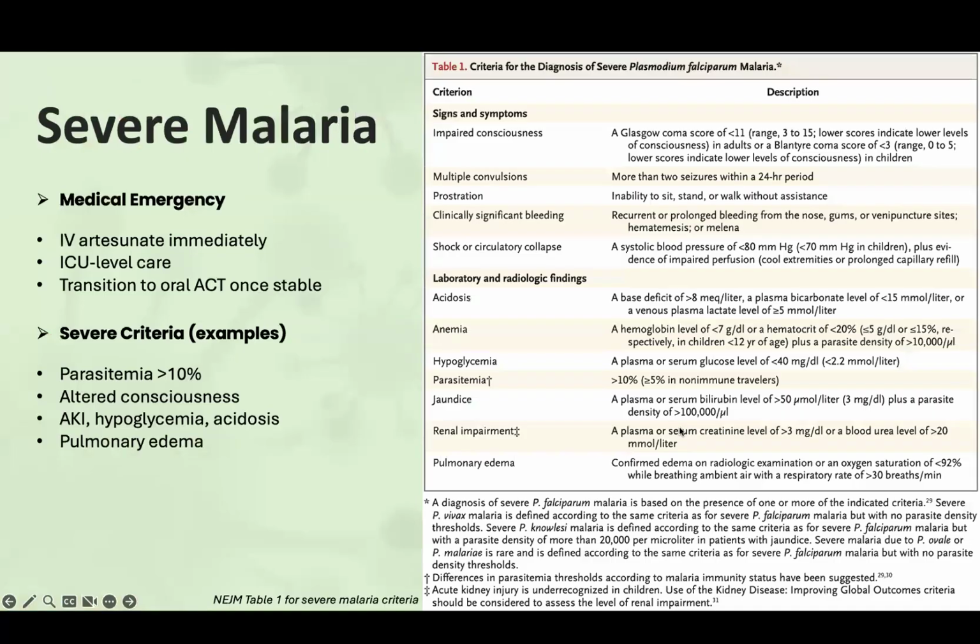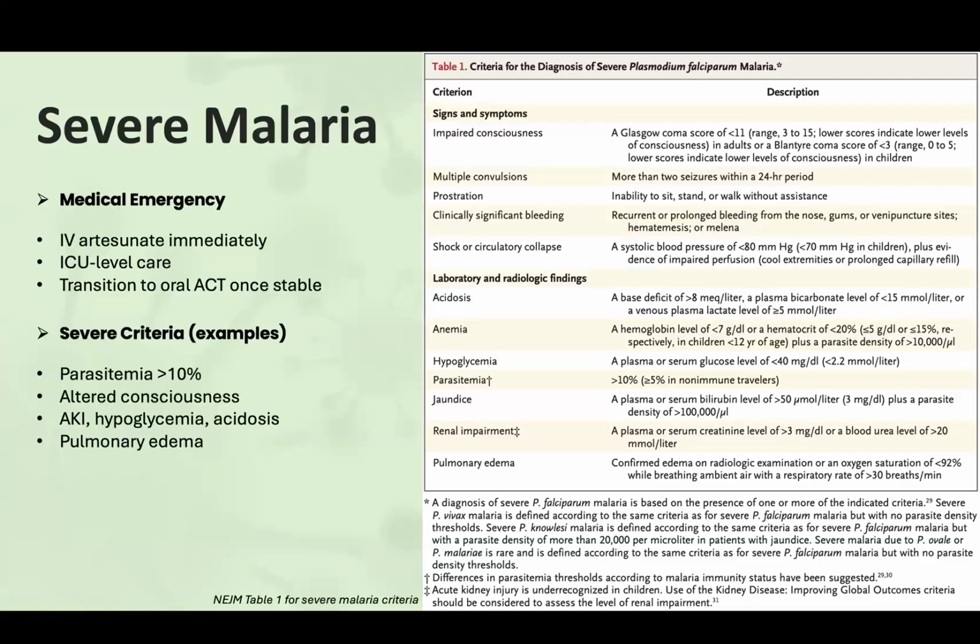For severe malaria, the treatment is slightly different. This table outlines the criteria for severe malaria, and the most important takeaway from this table is that only one criterion is needed to make the diagnosis of severe malaria. You don't need multiple findings. Severe malaria is a medical emergency, most commonly caused by Plasmodium falciparum. Regardless of the species, IV artesunate is the treatment of choice and should be started immediately.